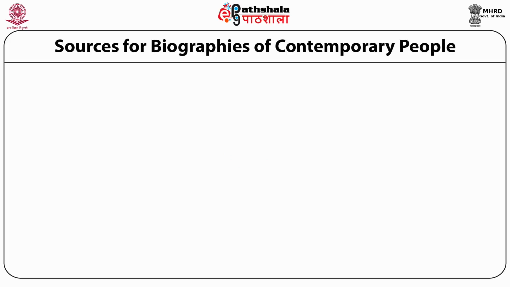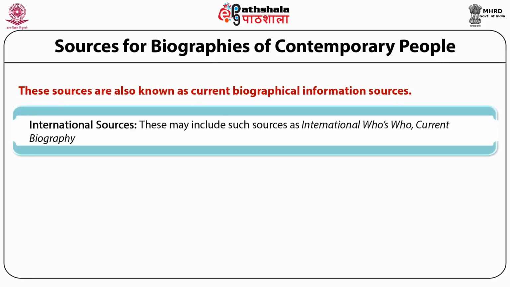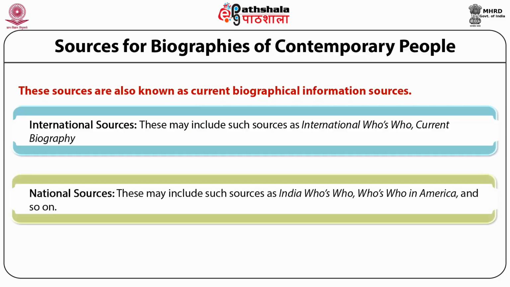Sources for biographies of contemporary people are known as current biographical information sources. These include international sources, which include such sources as International Who's Who, Current Biography, which is a monthly source published by H.W. Wilson, while International Who's Who is an annual publication and has been with us since 1935.